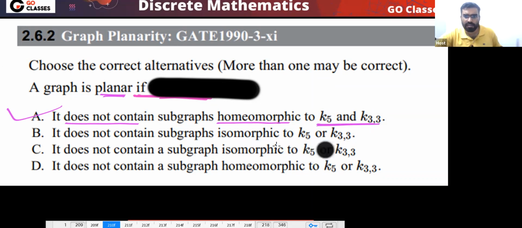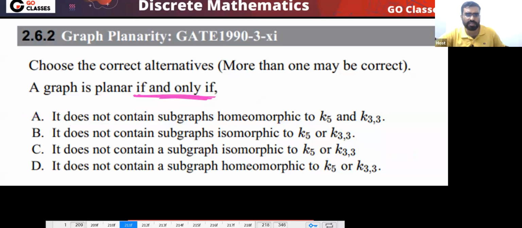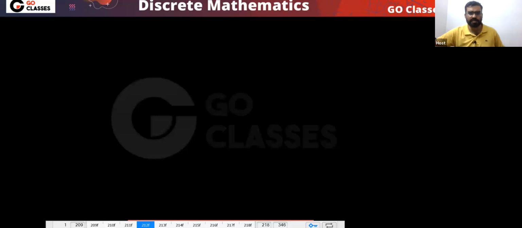If I put and here, now this statement will also be correct. Is this clear? Still, this statement is not correct. And in the same question, if I change this to only if, now what will happen? This statement will be correct. There is no problem. All other statements are wrong. Is this clear to everyone? Please tell me. Is this clear?